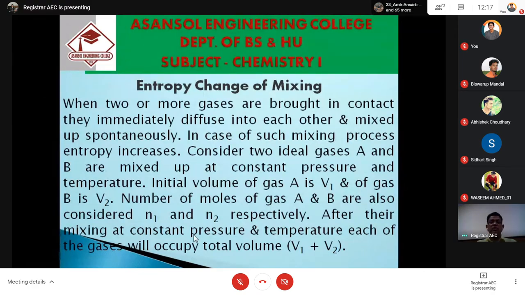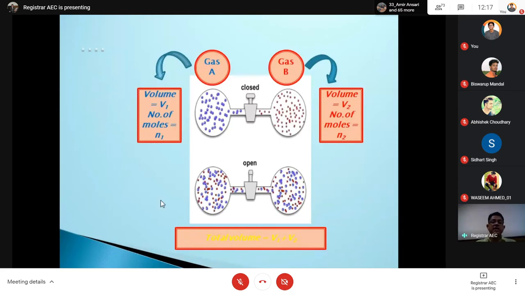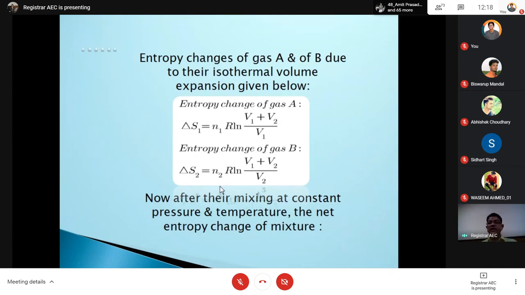Now if we open the stopcock, gas molecules A and B can move from one container to the other. There will be mixing. If we look at the pictorial presentation, that is the container. Initially gas molecule A is present here, and initially gas molecule B is present there. That is the stopcock. When it is opened, gas molecule A can go to B and B will go to A also. Initially the volume of gas A was V1. Now the volume will be V1 plus V2. Similarly, initially the volume of gas B is V2. Now the volume will be V2 plus V1.